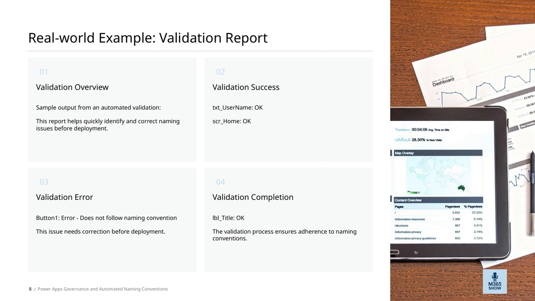Once the validation is successful, the system provides a sample output, showing us that this report helps us identify and correct naming issues efficiently. Overall, this validation overview highlights how automated checks contribute to maintaining consistency and quality across our Power App solutions, making sure everything is aligned before it goes live.